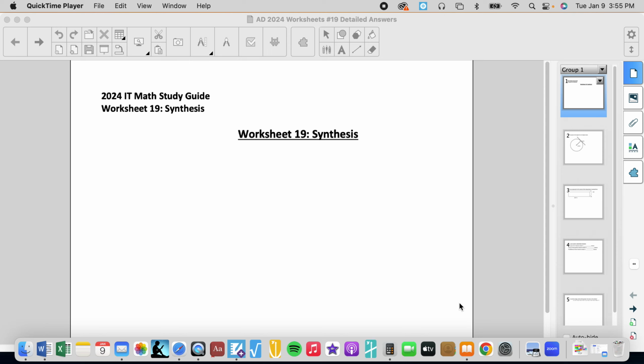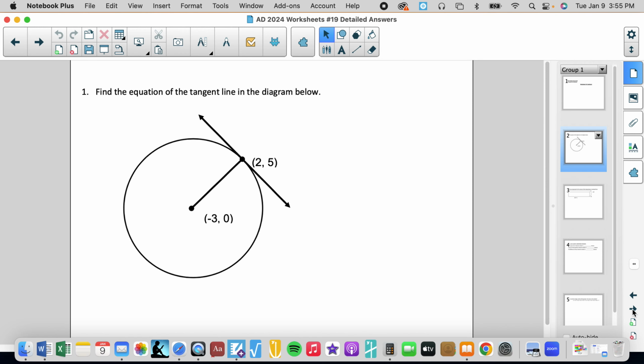Decathlon, worksheet number 19, synthesis. This is a good one. This starts out pretty cool.